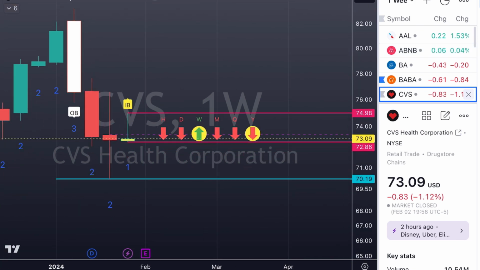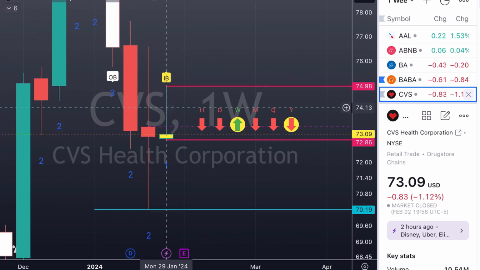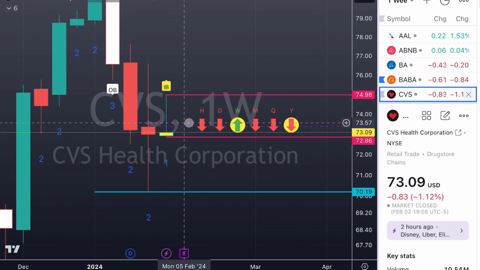CVS, okay, inside bar, shooter candle. Now a shooter candle has this body at the bottom and a big long wick to the top, at least 2 times the size of this body. It is an actionable signal, as is an inside bar, just meaning it's a high probability play when we're talking of this strategy. So we're looking to trigger to the downside or the upside.